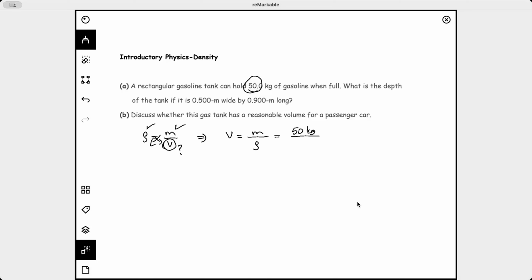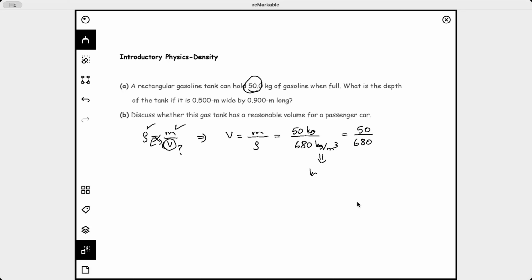If you just search online for the density of gasoline in terms of kilogram per meter cube, that is 680 kilogram per meter cube. And so we're going to just divide 50 by 680. And let's just check the unit.